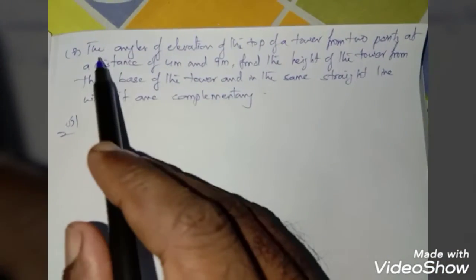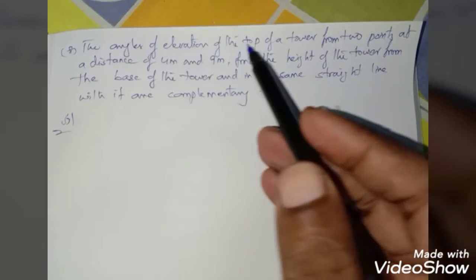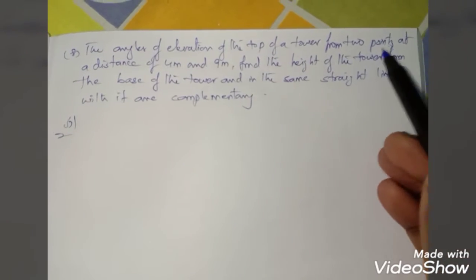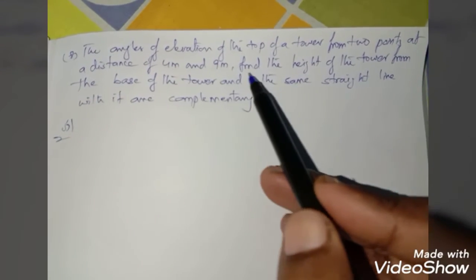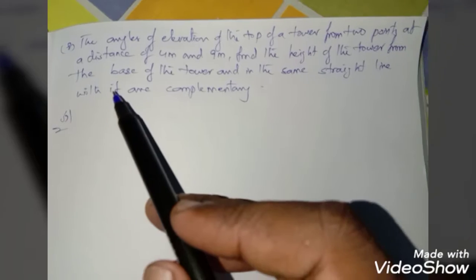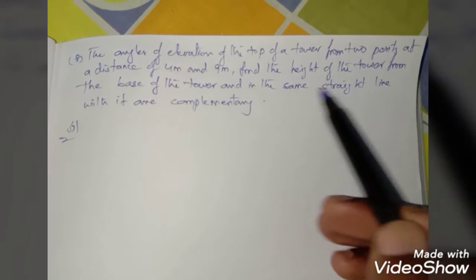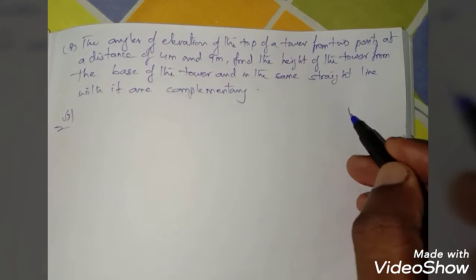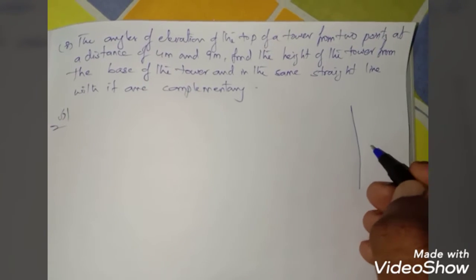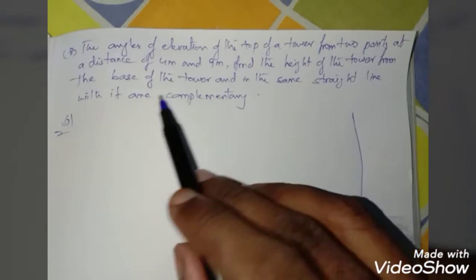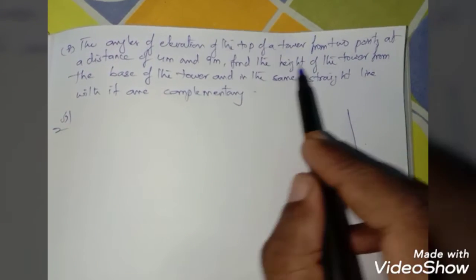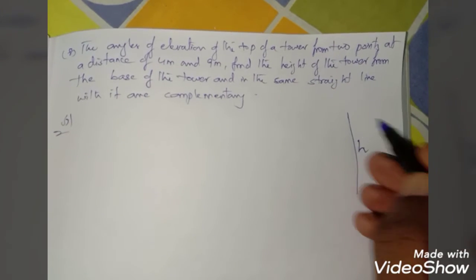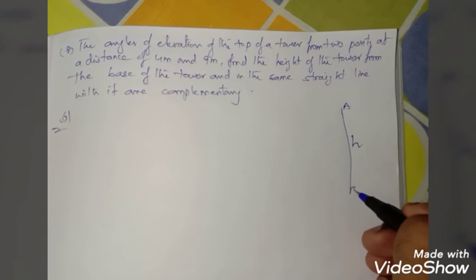Coming to your next question, the 8th one: the angles of elevation of the top of a tower from two points at a distance of 4 meters and 9 meters from the base of the tower and in the same straight line with it are complementary. Find the height of the tower. Suppose this is a tower, right? We have to find the height of the tower, so denote it as h. If I name this as AB, right?